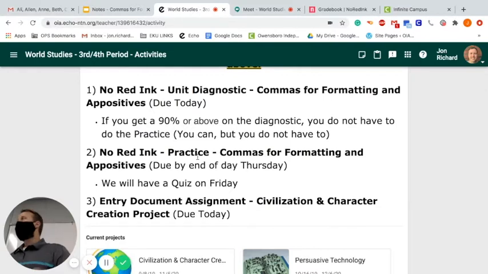So you will do the No Red Ink practice after you're done with the diagnostic every single day. After you are done with the No Red Ink practice, on Friday, you will have a quiz, just like we did last week, or the week before fall break. So you will take a quiz over this information. So you need to have your practices done by that Thursday, okay?